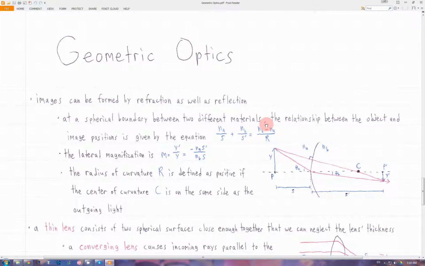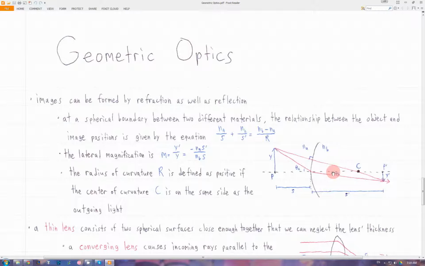So images can be formed by refraction as well as reflection, like off of a mirror, because all we need is for the light rays to converge at a point after they refract. So let's say we have two different materials. Say this could be air and this could be water.